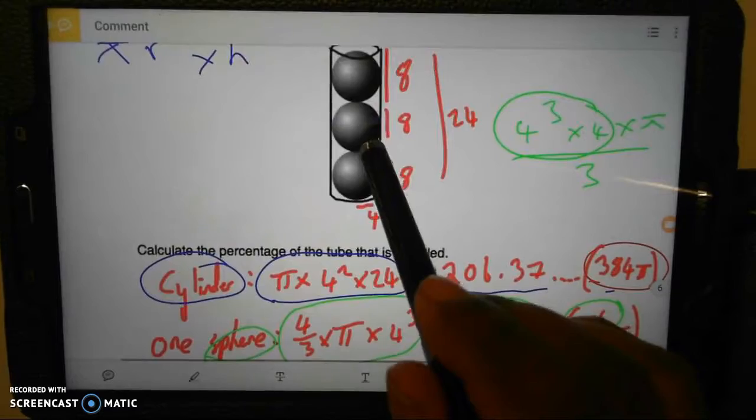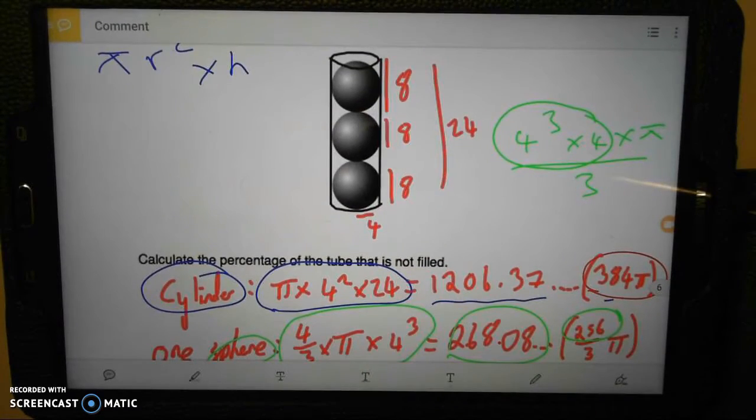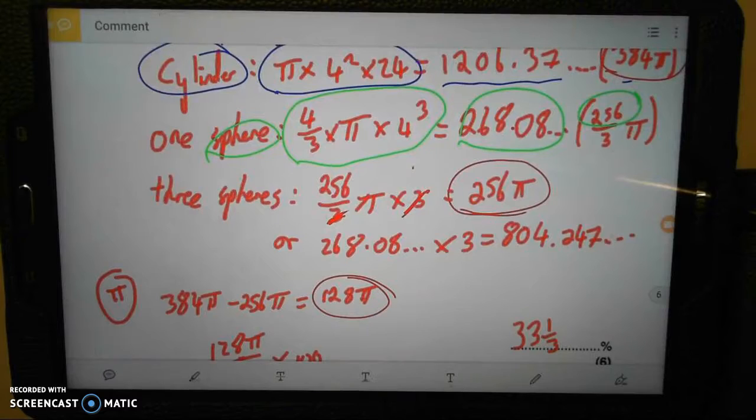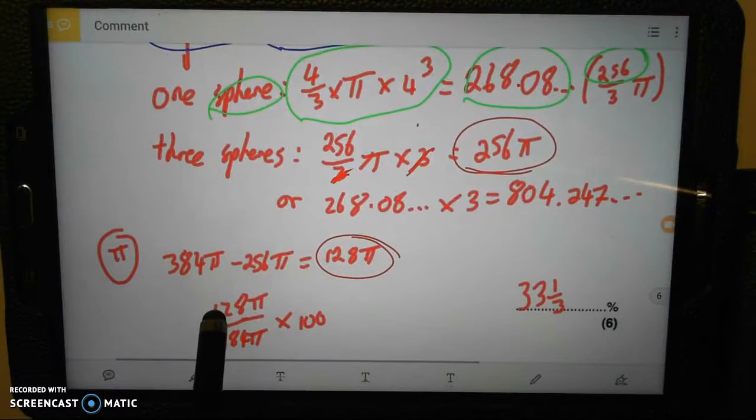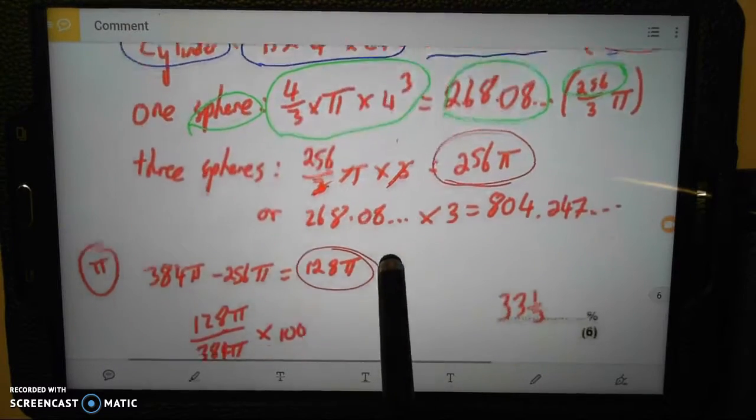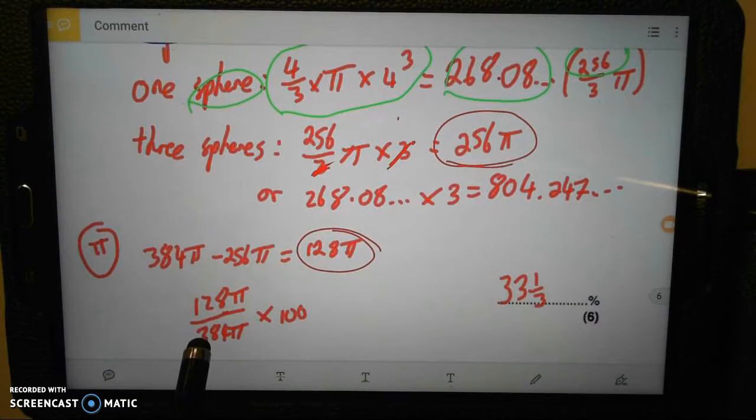So if you look at the empty spaces between the balls and the cylinder, the empty space is 128 pi. The total volume of the cylinder was 384 pi, which I've written there. So if you do the empty space divided by the total volume here and times it by 100, you get 33.3% or 33 1/3%. 33.3333 recurring, or 33 1/3%.